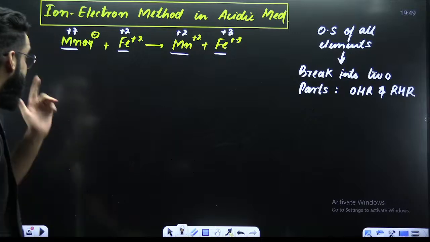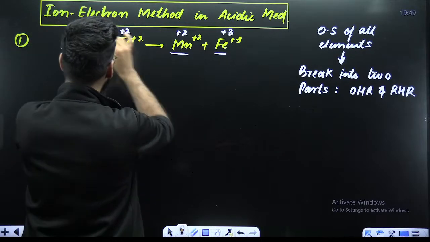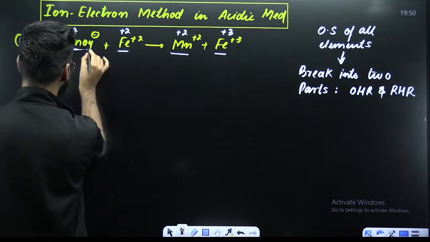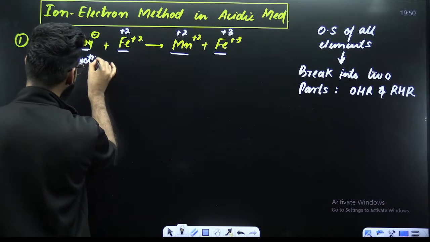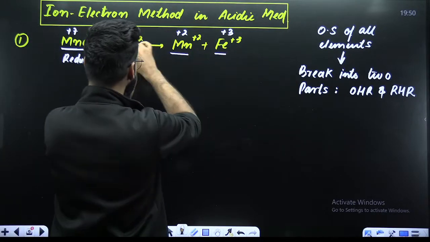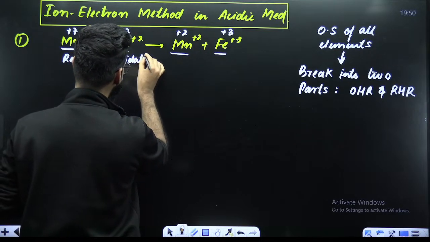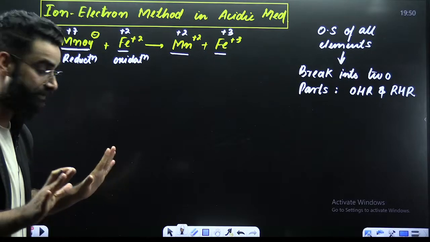Okay, how exactly? Understand. See guys, manganese +7 to +2. +7 to +2 means a decrease in the oxidation state. A decrease in the oxidation state means reduction. So this MnO4 negative is undergoing reduction, right? +2 to +3. An increase in the oxidation state means oxidation. So I got to know which substance is undergoing reduction and which substance is undergoing oxidation.